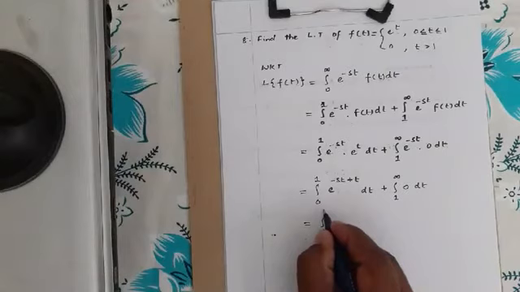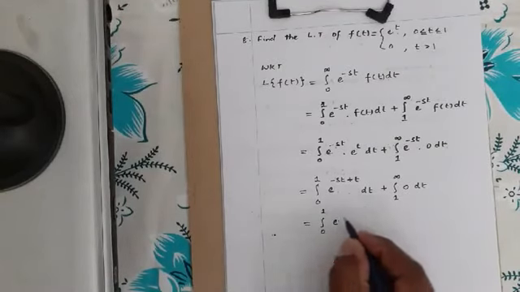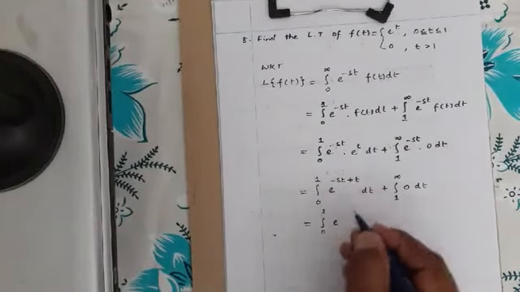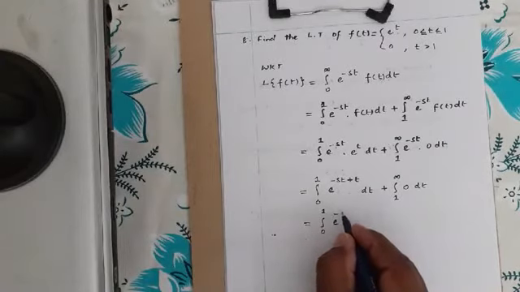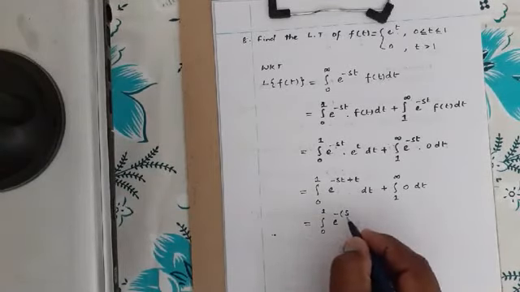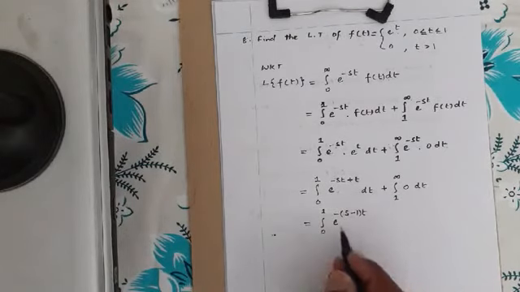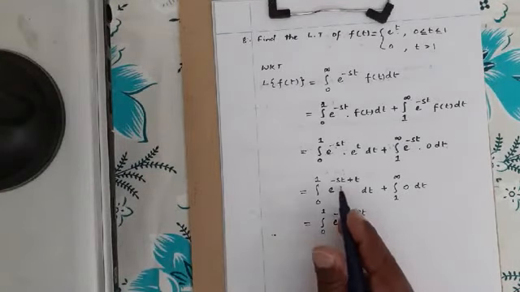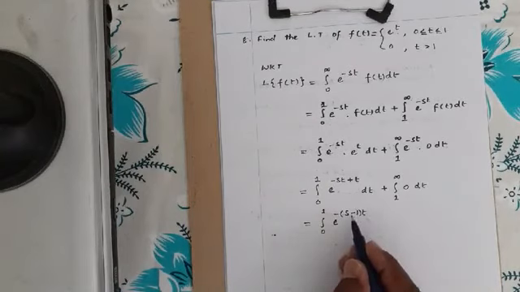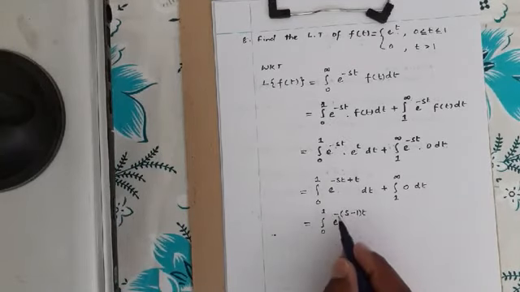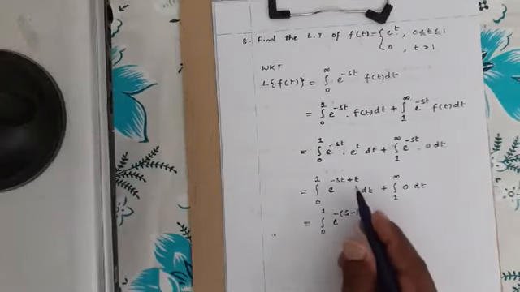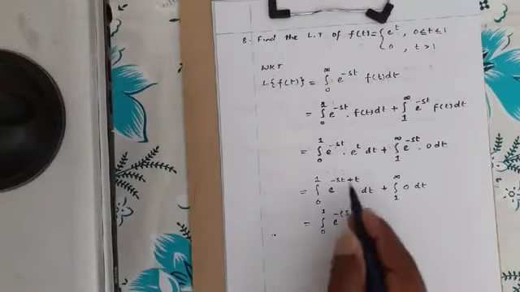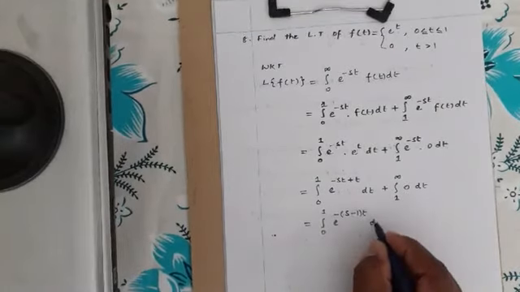integral 0 to 1 e power, so if you take minus common, that becomes minus of s, minus s minus 1 of t. So you can see minus into s is minus s into t is minus st, then minus of minus is plus, and then minus of minus plus 1 into t is t. So I am rewriting this term as this one into dt.